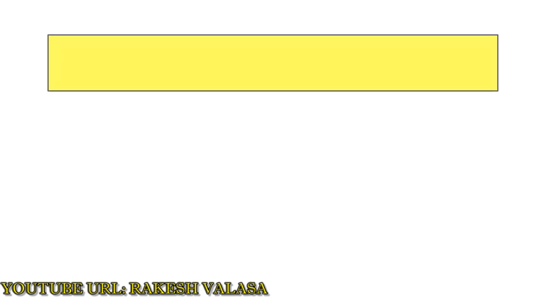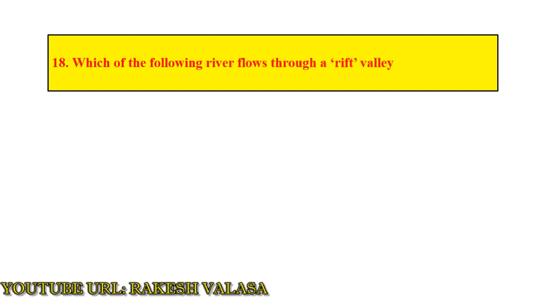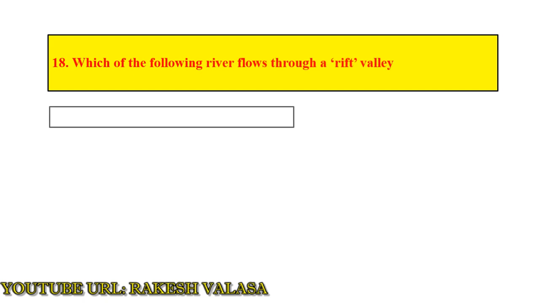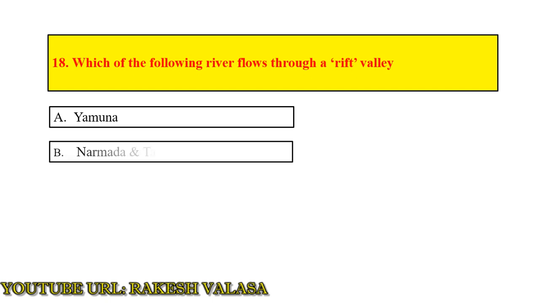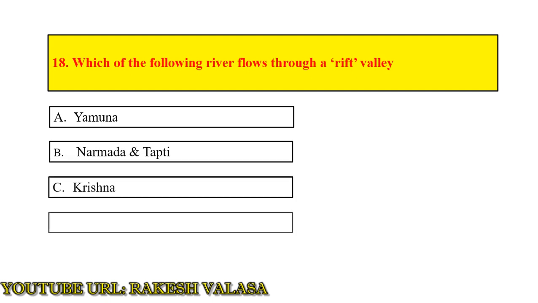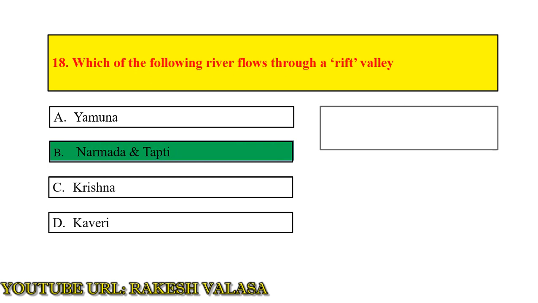Question number 18. Which of the following river flows through a rift valley? Answer: Narmada and Tapati. Explanation: Narmada and Tapati flows through a rift valley towards the west.